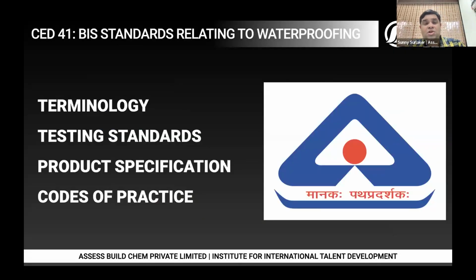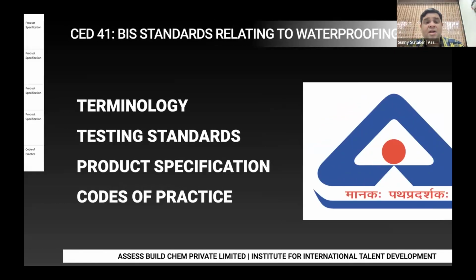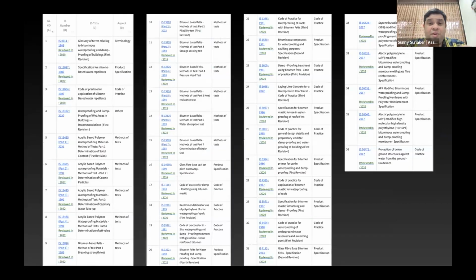And mostly these codes or standards fall under a lot of different types. Some codes might only talk about terminology. Then there are some codes which are testing standards, for example. I'll show you some examples. Then there are product specifications and codes of practice. Even the Bureau of Indian Standards, BIS, actually has at the moment about 36 codes, or 36 documents, relating to waterproofing.